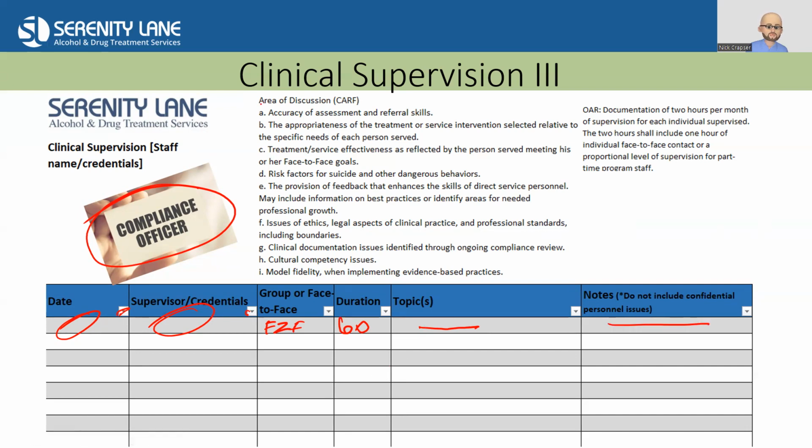Here's the area of discussion that it could be. Any one of these things right here. There's some more. Oh, no, there is. I'm sorry. Any one of these right here, we can put as the topic areas. It's a really easy thing to put. Please notice what it says right here about do not include confidential personal issues. It's important because this file right here could be accessed by other people, but whether it's group or face-to-face individual or virtual, it needs to be documented because this is part of our compliance. And this is what Emily is going to make sure that we are doing like we're supposed to.